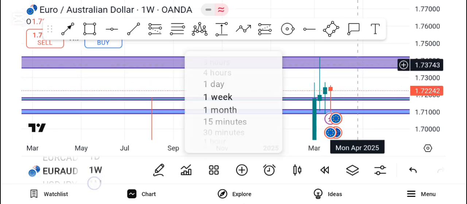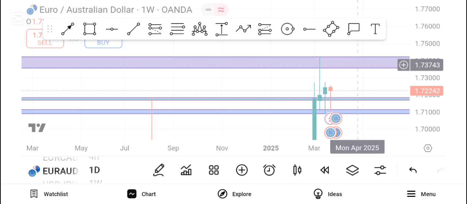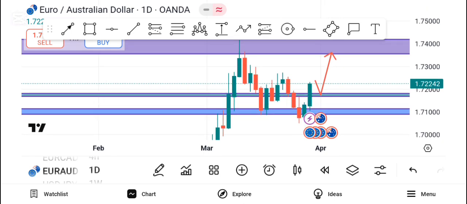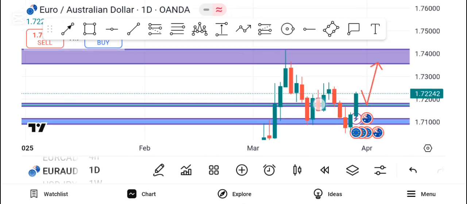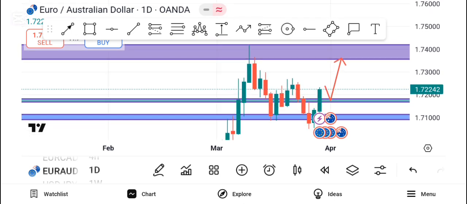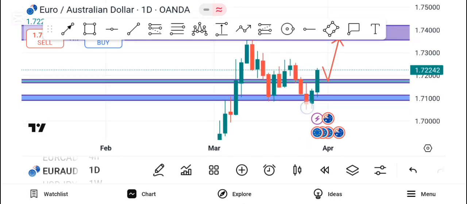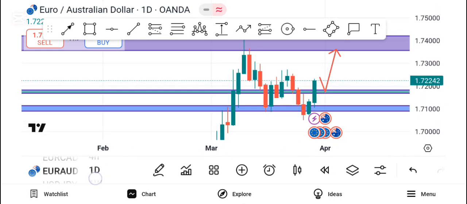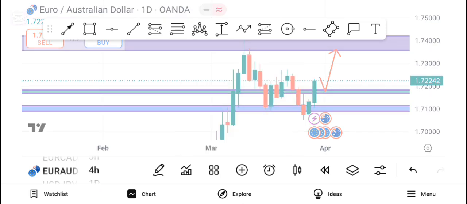Now let's go to the daily. The daily, as you can see, is more like a double bottom over here. So here you can see more buyers present, pushing the market to the upside. So let's go to the 4 hours where we can get our entries.